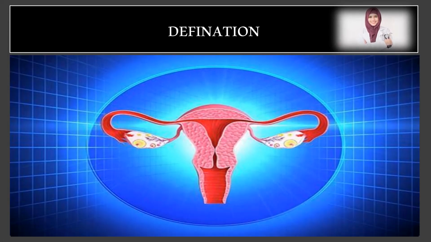So what is the definition of PID? PID, the pelvic inflammatory disease, is the inflammation of the upper genital tract, starting from the endometrium and onward. Here we can see the lower genital tract and the upper genital tract both in this figure. Up to the cervix from the vagina is included in the lower genital tract. From the body of the uterus onward is included in the upper genital tract, which also includes the tubes and even the ovaries.